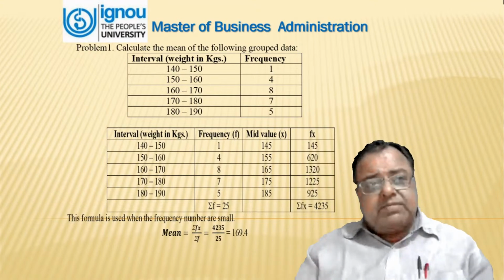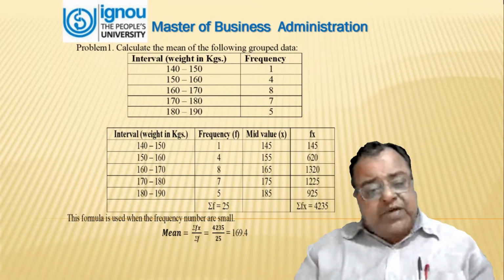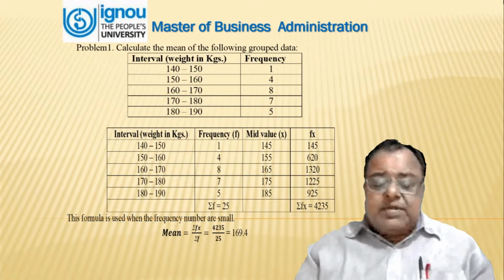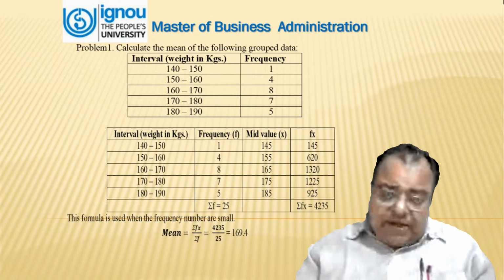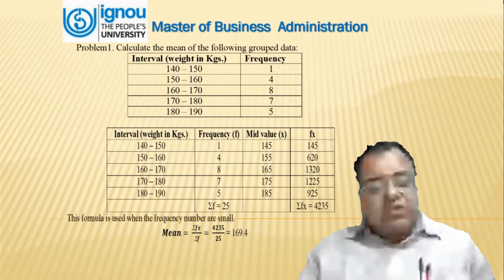That summation of fx comes out to be 4235. Summation f is 25. Our mean is summation of fx upon summation f. We get 169.4.